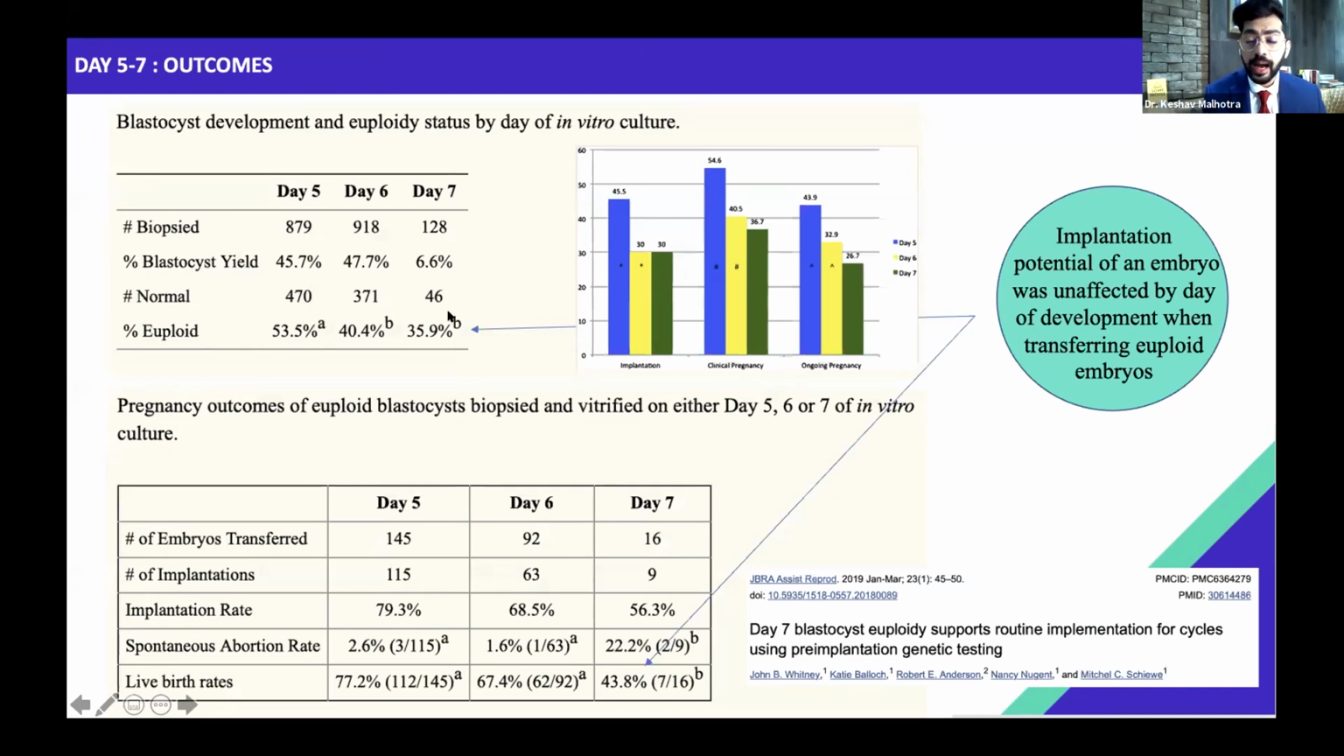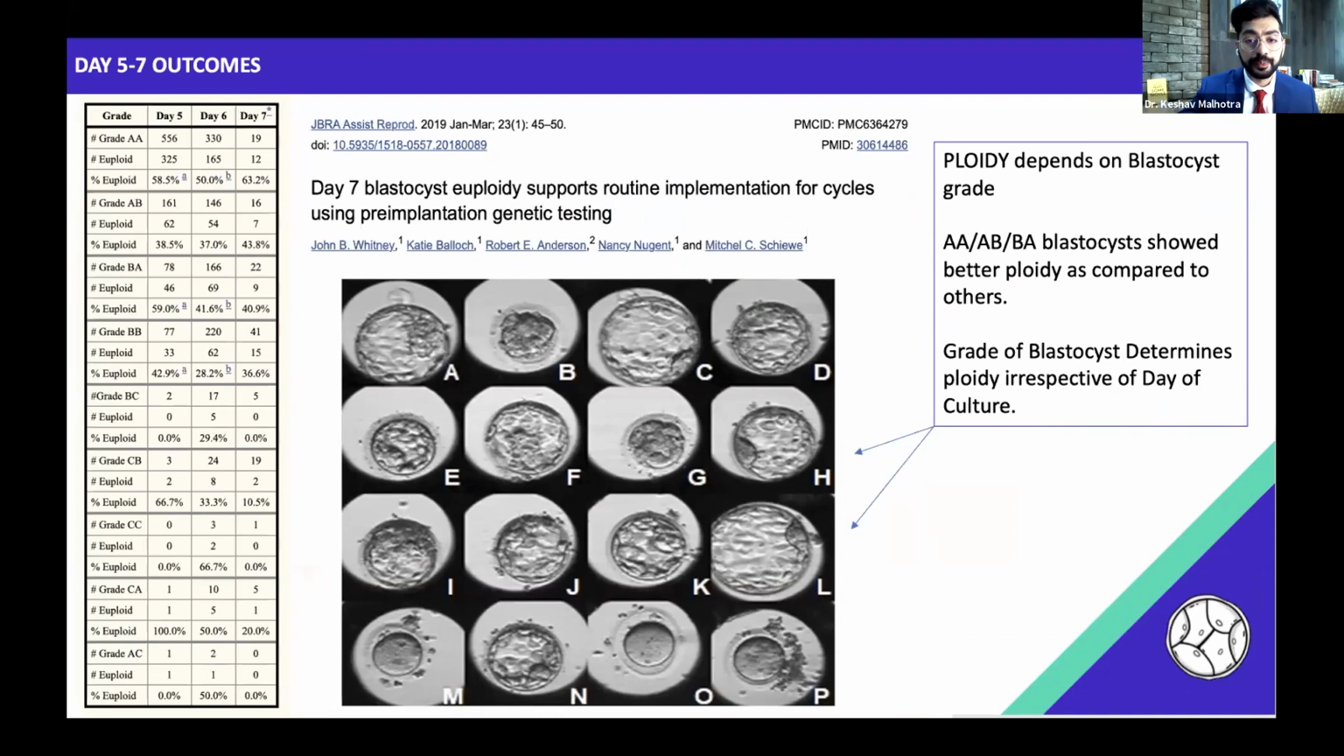Now, if I look at the outcomes from day 5 to day 7 blastocysts, this is a paper from John Whitney's group, and they looked at the ploidy status of day 7 blastocysts. You can see that almost 35.9% of these biopsied blastocysts resulted in euploid embryos. And if you look at the live birth rates, they were quite good, even though the number is small. Having a 43% live birth rate is quite substantial for such patients who generally produce blastocysts on day 7, and those might be the only blastocysts arising from that patient.